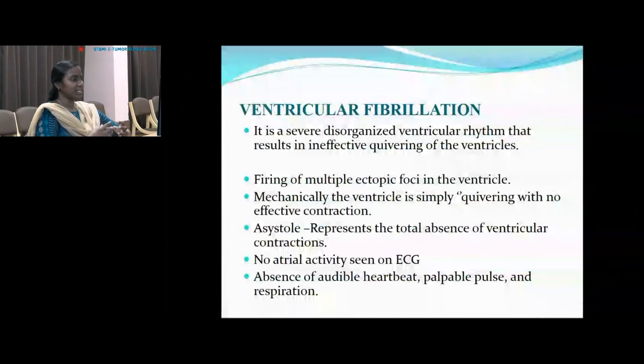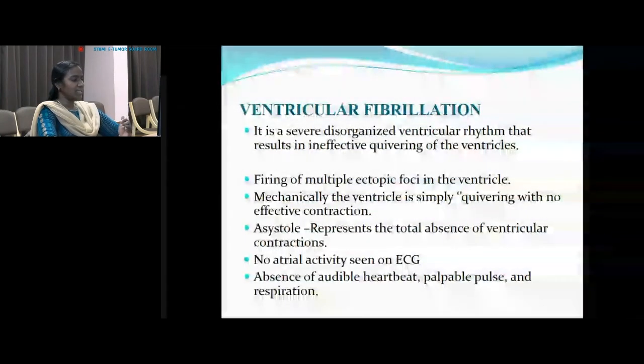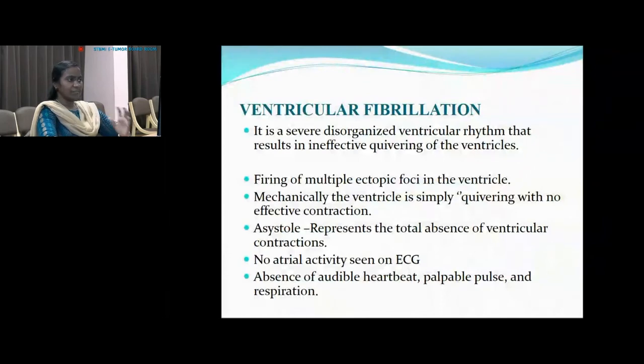So there is no effective contraction, so cardiac output will not be produced from the heart, so it can be considered as asystole, which represents the total absence of ventricular contraction. And here no atrial activity will be seen on ECG, with absence of audible heartbeat, palpable pulse, and respiration. So this we can consider as an asystolic state. So immediately we should start defibrillation and ACLS.